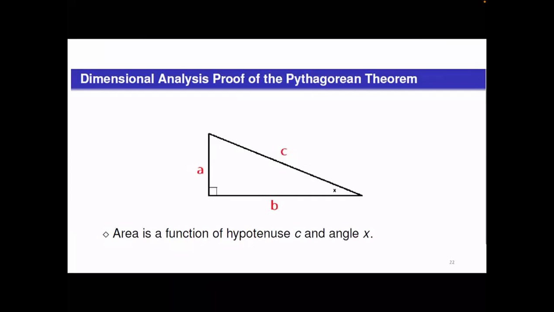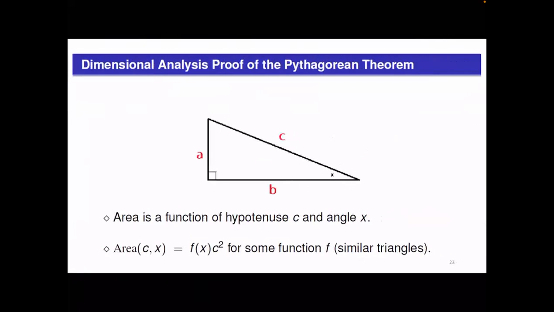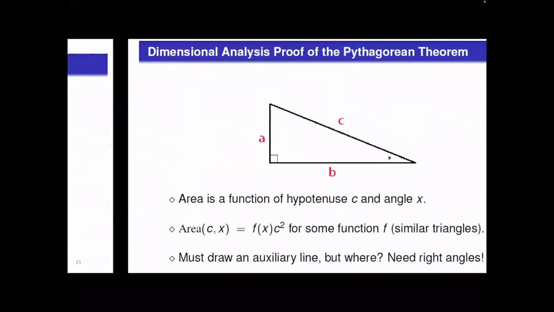But if you think about it, if I triple C, I'm going to triple A, I'm going to triple B, and since the area is 1/2 AB, the area goes up by a factor of 9. So the area should be proportional to C squared. And since it's proportional to C squared, I can write the area as a function of C and X as some function of the angle X times C squared. So I don't know what that function F is, but I know there's some kind of relationship like this.